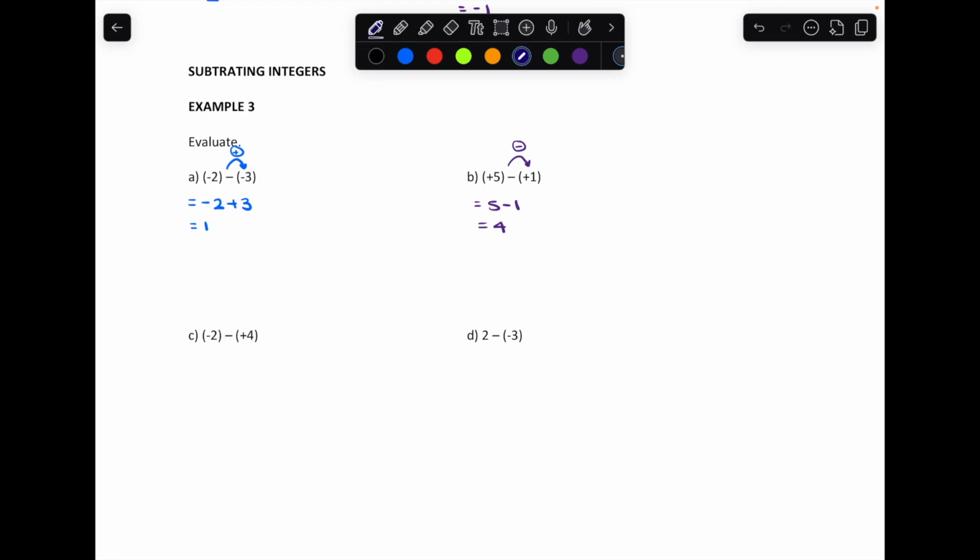Here we have -2 minus +4. So again, this will just be -2 minus 4, which is equal to -6. And then here, 2 minus -3. So negative times a negative is a positive. So 2 plus 3 will be equal to +5.